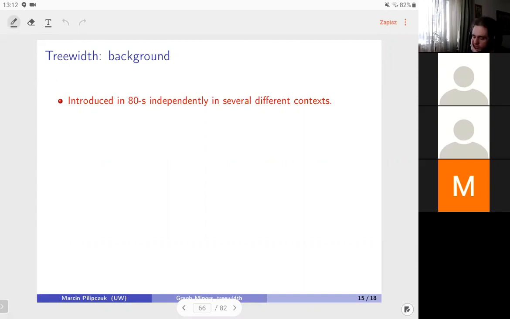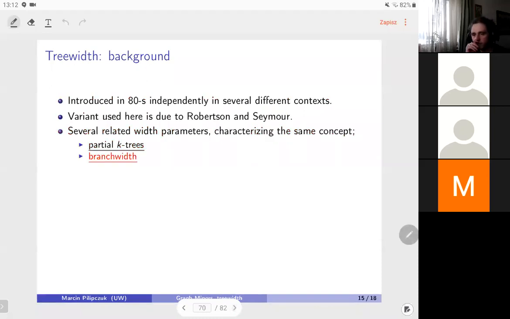Okay, so I want to first do a quick historic look at treewidth. It turns out that this notion of tree-like structure was very useful in many contexts. So in the 80s, there were a bunch of different definitions.